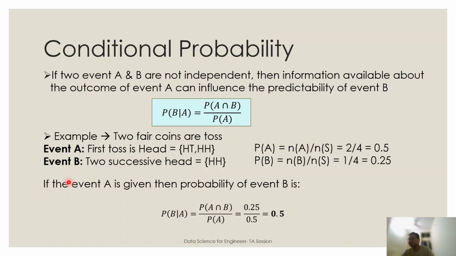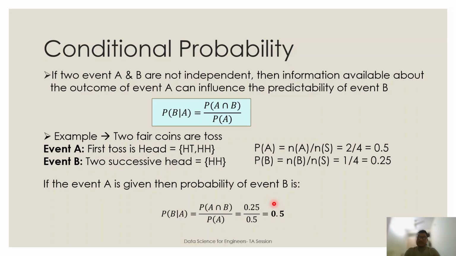If you are considering only event B, what is the probability of getting head head? It's 1 by 4, meaning out of all four possible combinations, you get only one combination, that is head head. But someone told you that one event already happened, and that event is that the first head will be there. So you know there is already a head, and I just want to flip my second coin. Flipping the second coin is nothing but a 0.5 probability. So that's how it is easier to get.